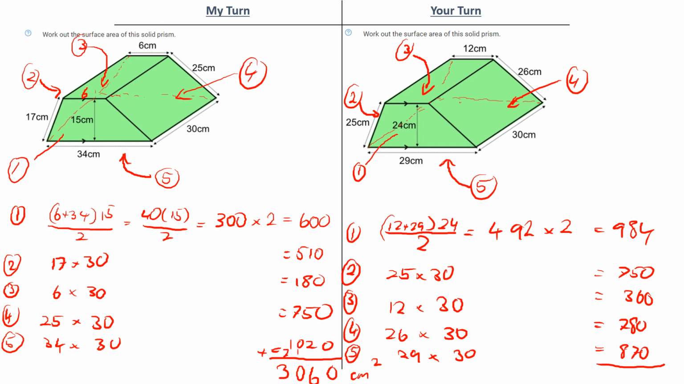Add them all together, so we've got 984 plus 750 plus 360 plus 780 plus 870 gives me 3744. 3744, and again my units, centimeters squared.